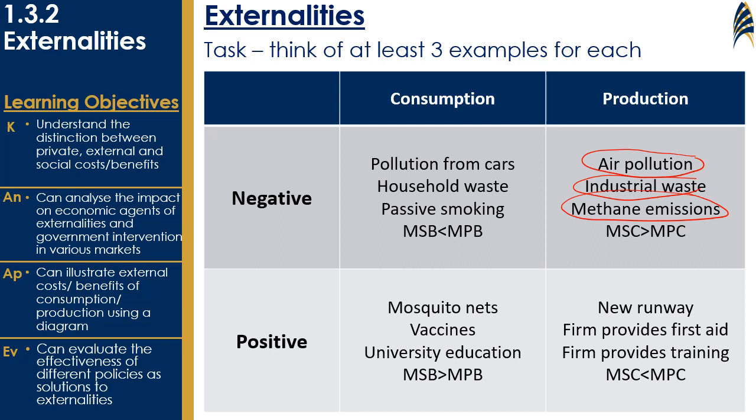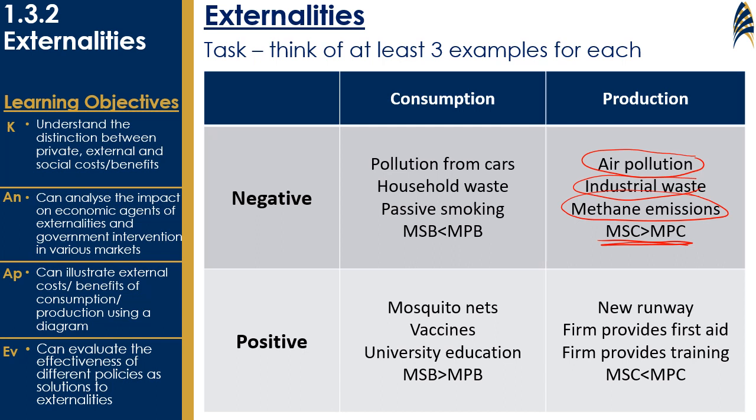And you're going to see in the diagram, in all these cases, the MSC is greater than the MPC. So the cost to society is greater than the cost to the individual, the firm in question, producing this good. Society has to bear the cost of the methane or the air pollution, etc.